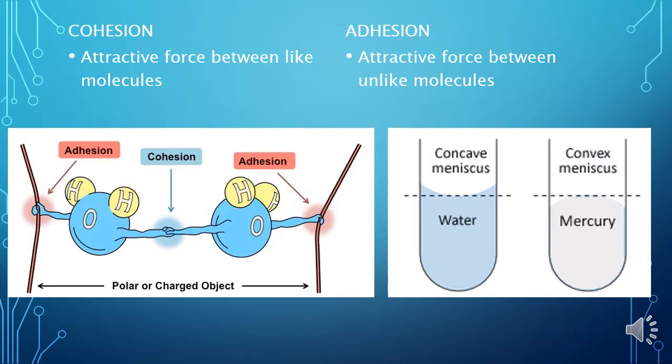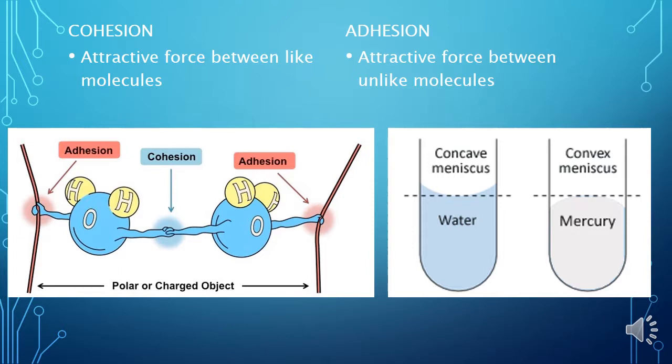So what we have here, on the left you can see our water molecules. Cohesion is them holding hands, and adhesion would be them holding on to a rope, trying to get away from each other. I guess they're alike, but they don't really like each other. Another thing is this can cause some differences in your meniscus.